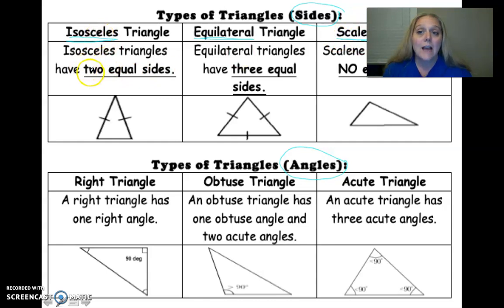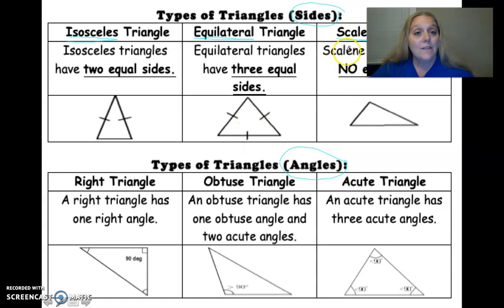Isosceles triangles have two equal sides. Two of the sides are equal, and that's usually indicated by two lines on either side to let you know that those sides are equal. The other type is an equilateral triangle, and equilateral triangles have three equal sides. That means all three sides are equal. So this side, this side, and this side are all equal, the same distance.